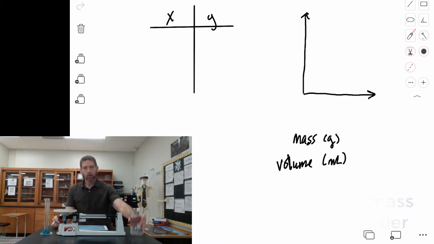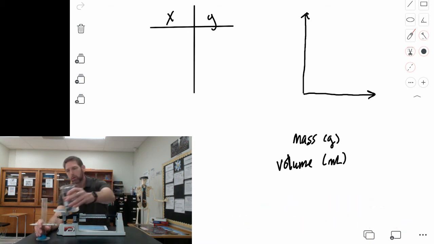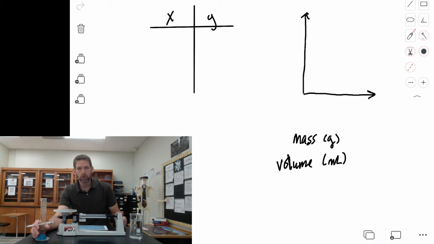Then after that, you're going to take some water. You will pour a certain amount of water in there. It doesn't matter how much. The instructions tell you to start at a certain point and then add a certain amount from there, but it's up to you how much you get.